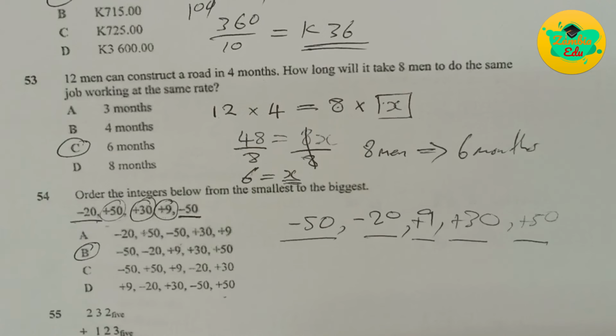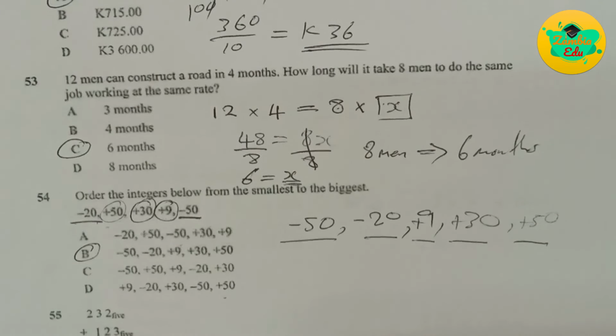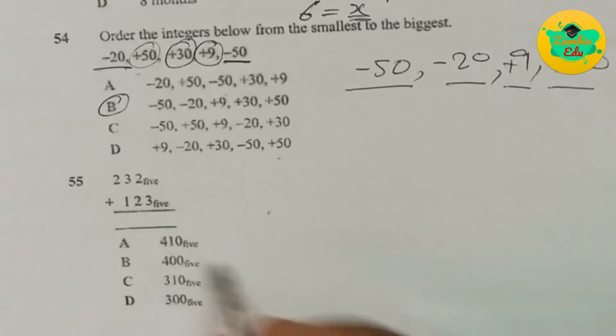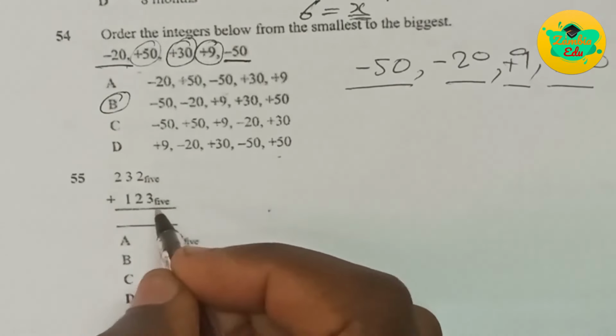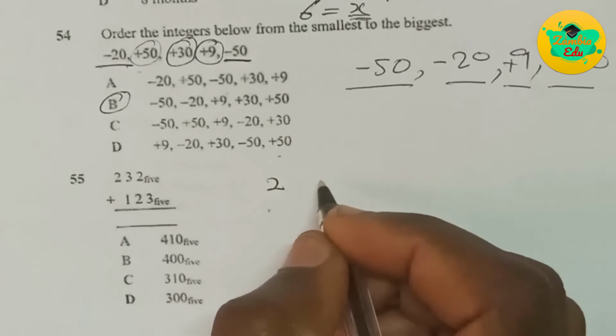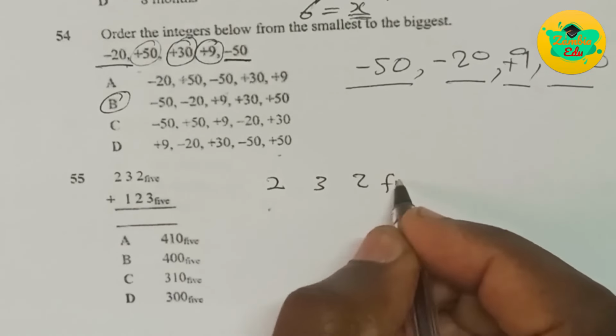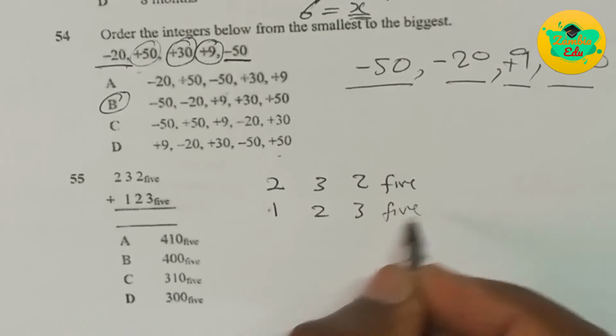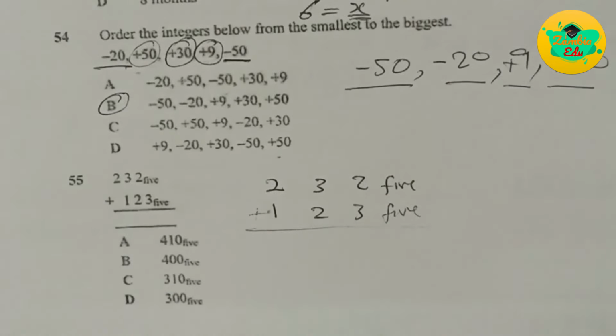We go to question 55, and question 55 says, 232 base five plus 123 base five. So we are adding that in base five. So, okay, let me just rewrite that. 232 base five, and 123 base five. So we can add that.